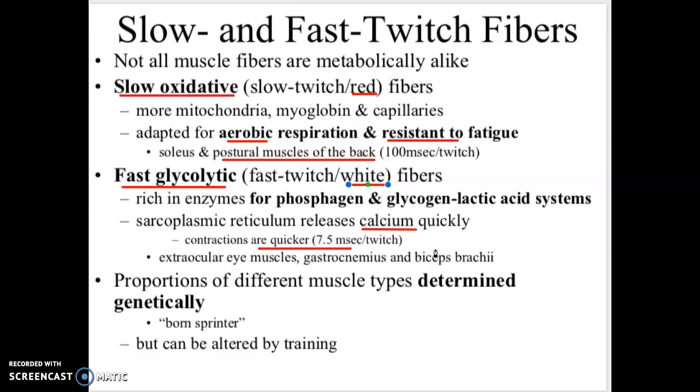These proportions are determined genetically, so most of us are kind of aware of if we're a better long distance runner or a better sprinter. You can alter this through your training, but it's really a lot more difficult than just sticking with what was given to you genetically.